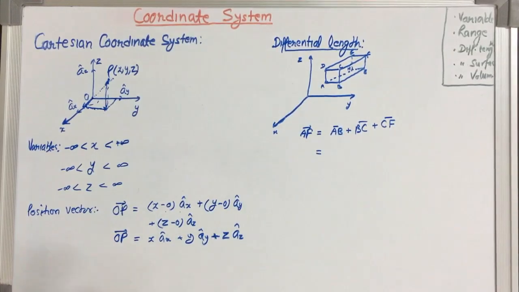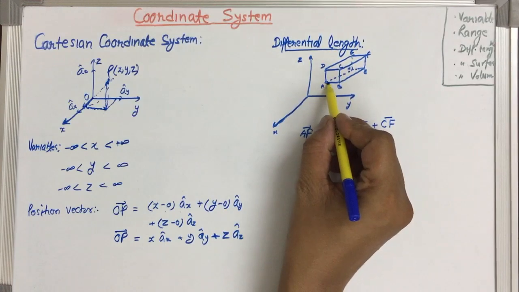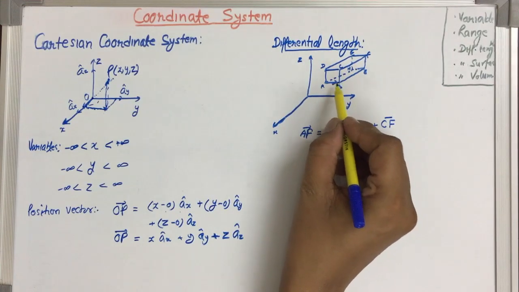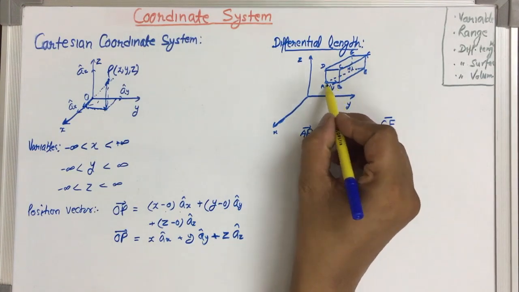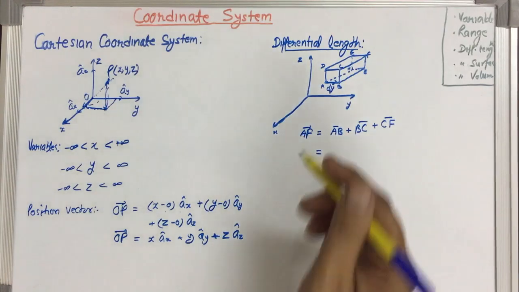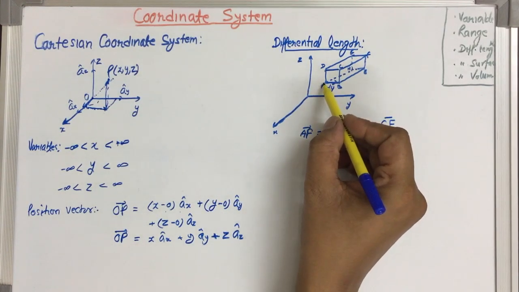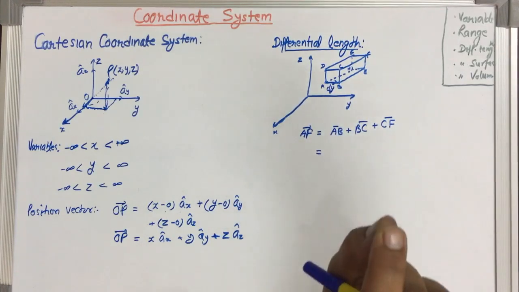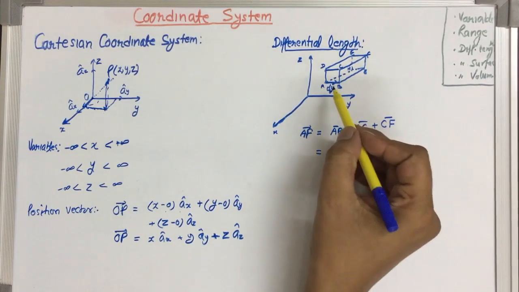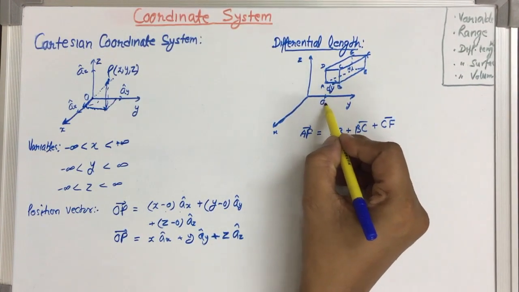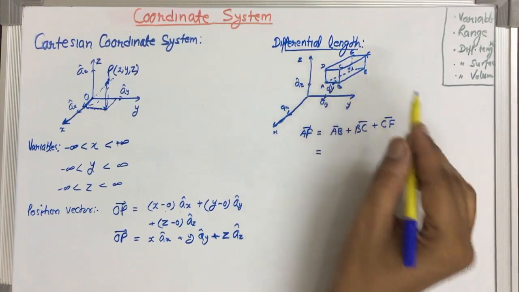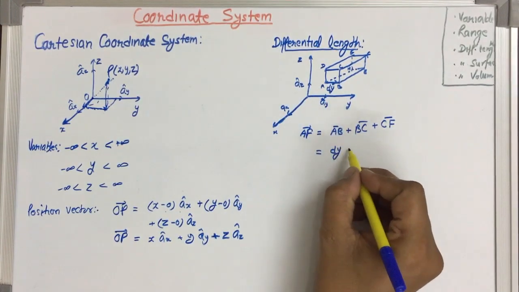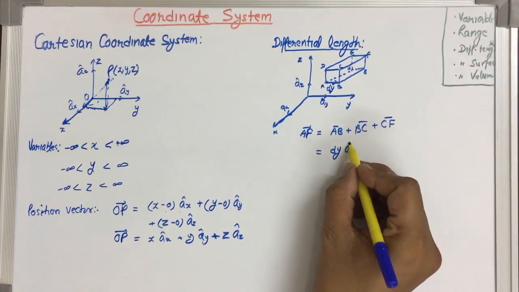AB can be written as, this is the movement in the direction of y. So the full length is y, the part of that can be written as dy. Either we can say this is the initial point, this is the final point, final minus initial is the small movement we are talking about. So this is dy in the direction of ay. So how we can represent AB? dy in the direction of ay.